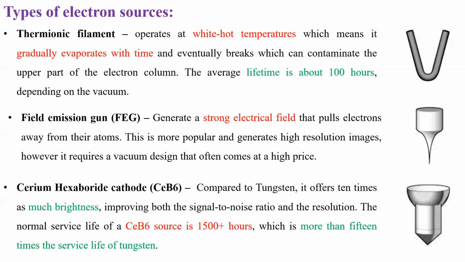The normal service life of this cerium hexaboride cathode filament is 1500 plus hours, whereas in the case of the tungsten filament it is 100 hours. In the case of CeB6, we can use it for 1500 plus hours, which is more than 15 times the service life of tungsten.